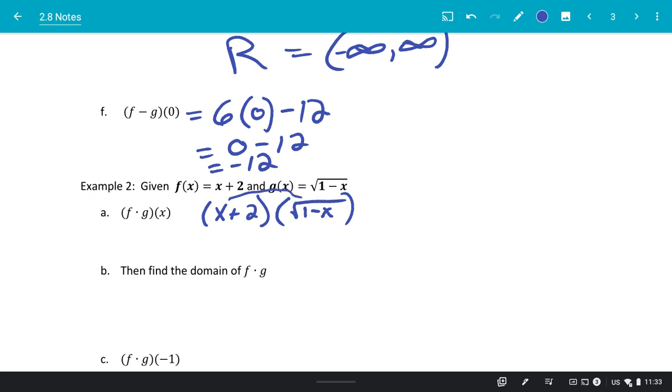We distribute. We have x times 1 minus square root of x. And then we have 2 times 1 minus the square root of x.